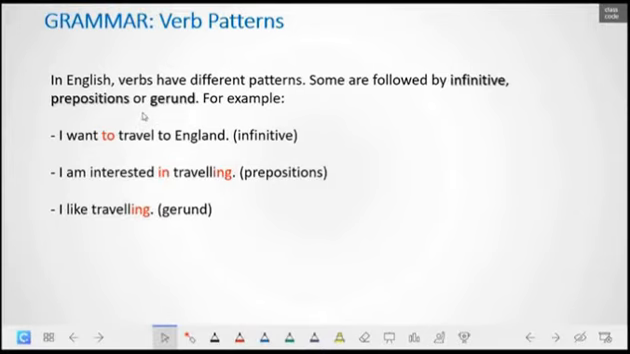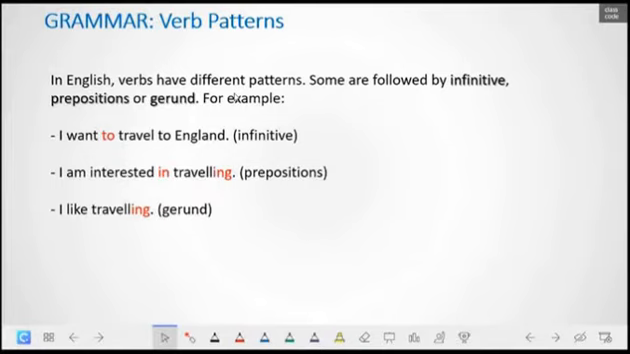In English, verbs have different patterns. Some are followed by the infinitive. Now, infinitive means that the verb is used as it is. You don't add anything to it. You don't add s, you don't add ed, you don't add ing. You put the verb as it is. And it is preceded by to, and it's called the to infinitive.